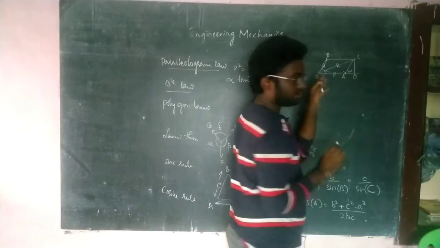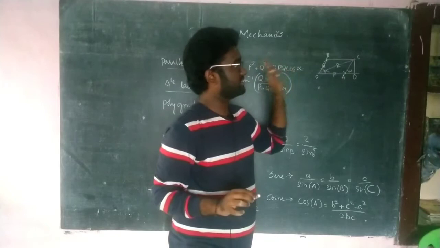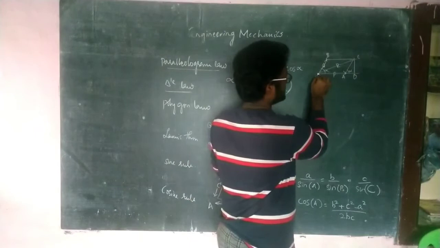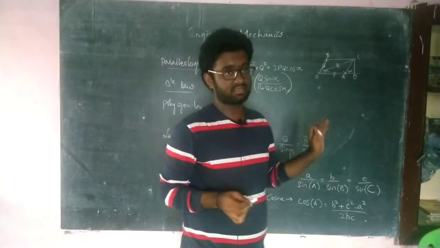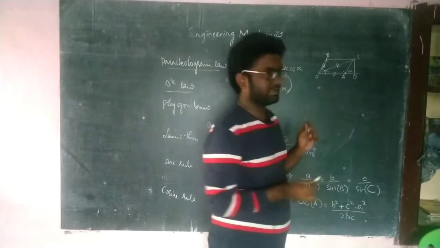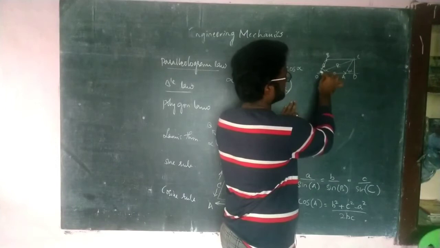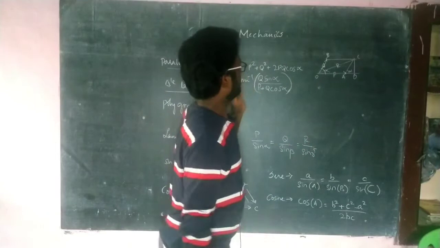Okay, you know this. The derivation of this usually will never be asked. If they ask you to state the parallelogram law, you have to state: if two forces emerging from the same point act in two different directions, the resultant of it acts exactly in the middle of them. This is the prerequisite statement for this parallelogram law. The angle made between the two forces P and Q is alpha, and our resultant passes exactly through the middle of it. These are the important formulas you have to remember to solve the problems.